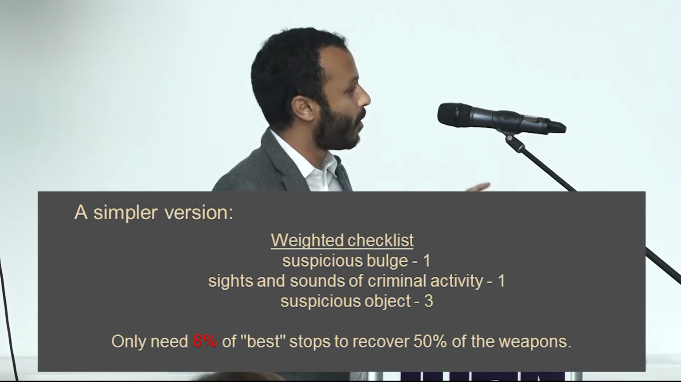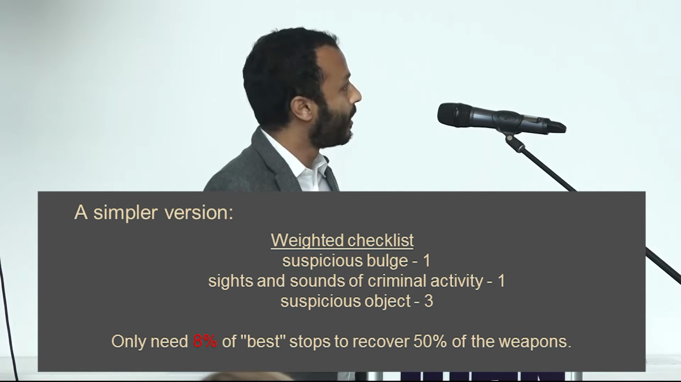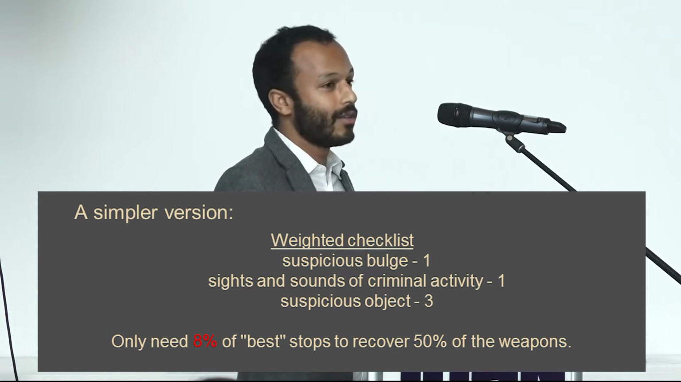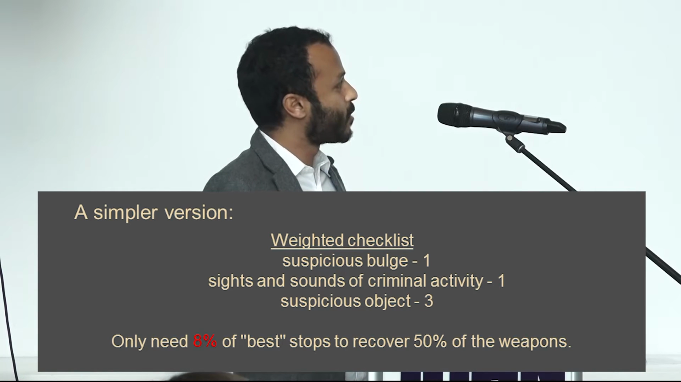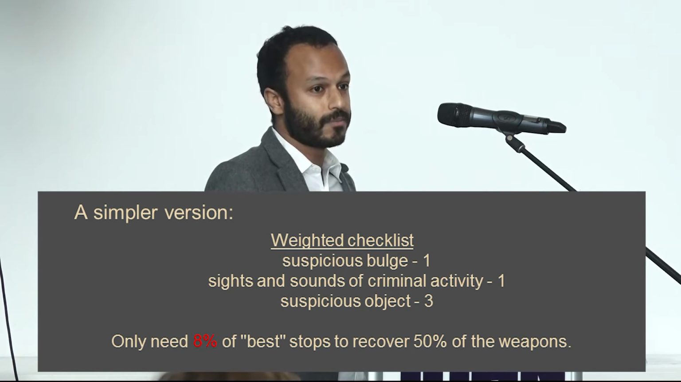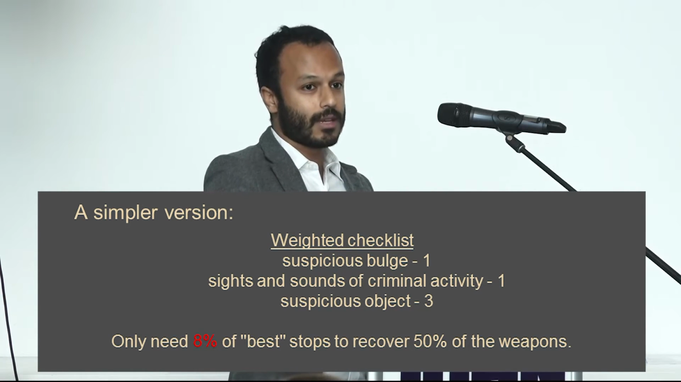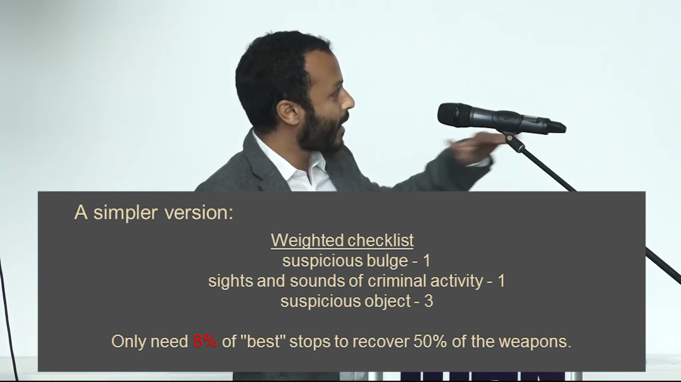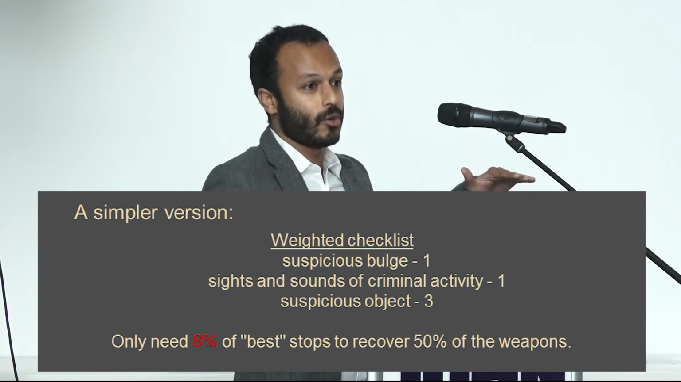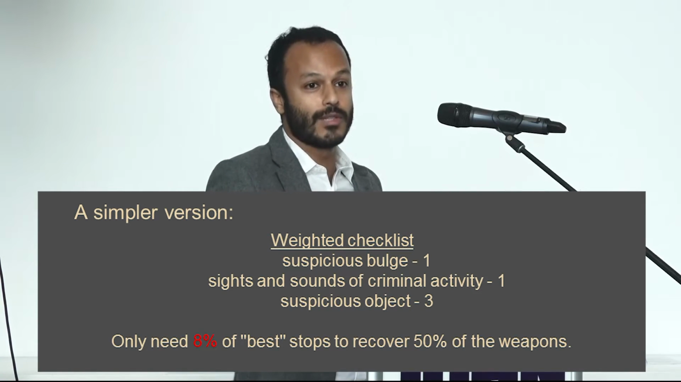If there's a suspicious bulge, this person gets a score of 1. If there are sights and sounds of criminal activity, they get a score of 1. And if there's a suspicious object, they get a score of 3. So an officer would compute this for a suspect, and they would ask, is the suspect score above some threshold? And that threshold is allowed to vary from precinct to precinct.